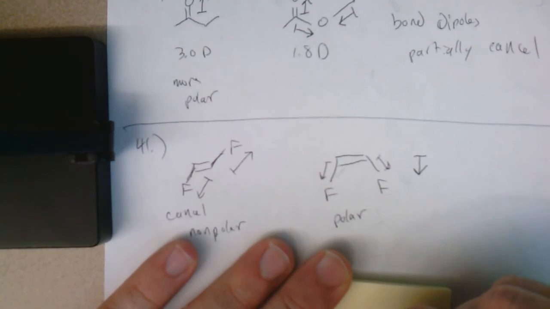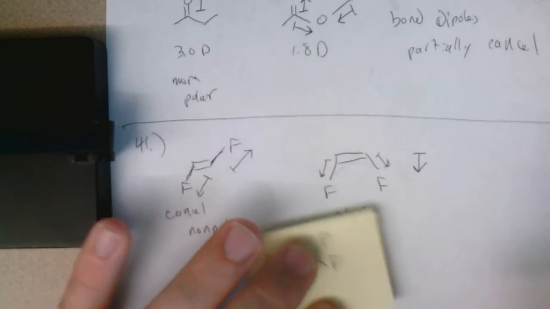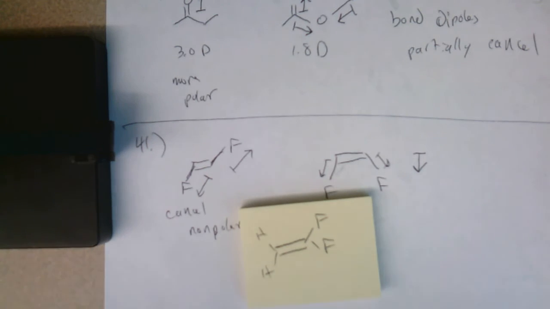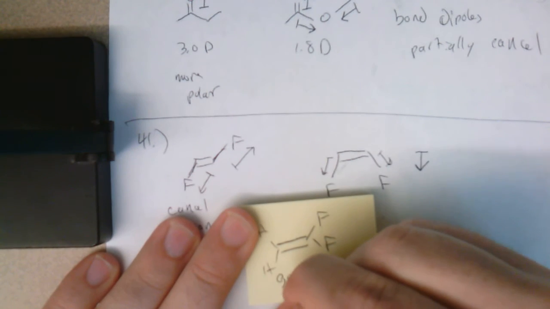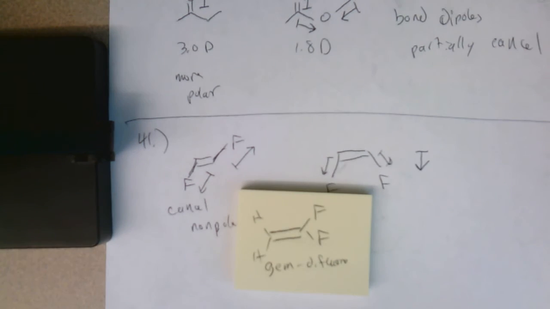You might be wondering, and we're not going to talk about its dipole, but I just wanted to tell you this because I didn't have time to say it in lecture the other day. What if they're on the same carbon? What do we call that? Okay, this is called a gem difluoroethene. It's geminal, meaning that they're on the same carbon.